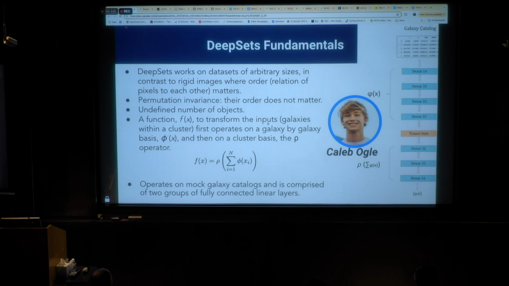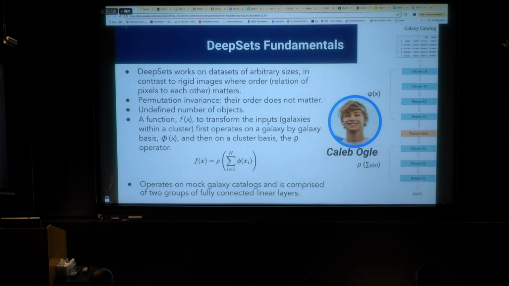There are a couple of important contrasts. First is that the relation of the objects to each other does not necessarily matter. At the base level, think of, instead of a grid of pixels, a series of points, which may be applicable to a point cloud. Here, the point cloud is individual galaxies. So their order does not matter, and the numbers can vary, but we are working on galaxy groups and clusters with multiple galaxies.